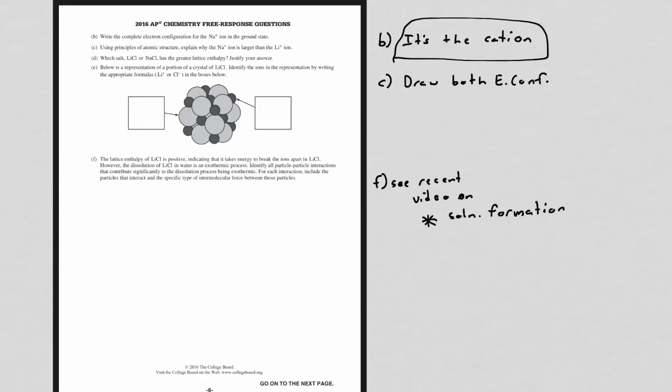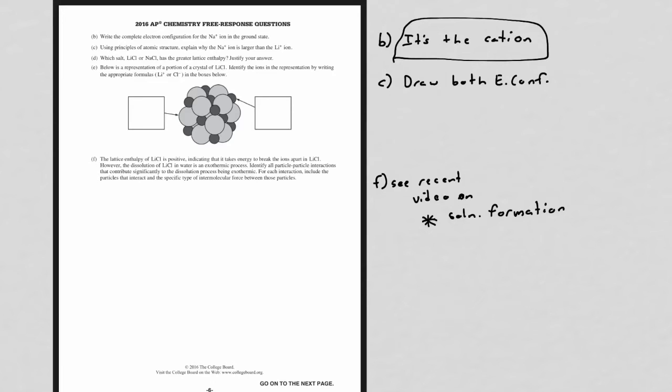This is an Na+, and that means it's lost a particular number of electrons, and you should know what that is. Okay? The second thing, C says, using principles of atomic structure, explain why Na+ is larger than Li+. If you're going to justify this, you cannot say where it is on the periodic table. I was getting this in the tests, okay?